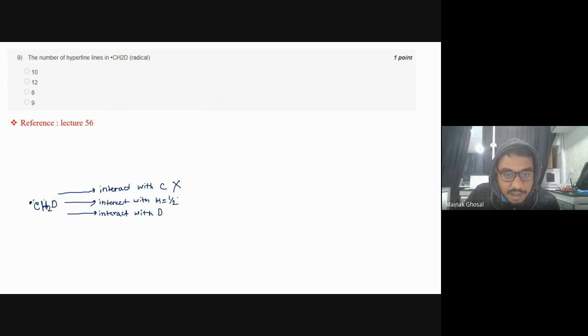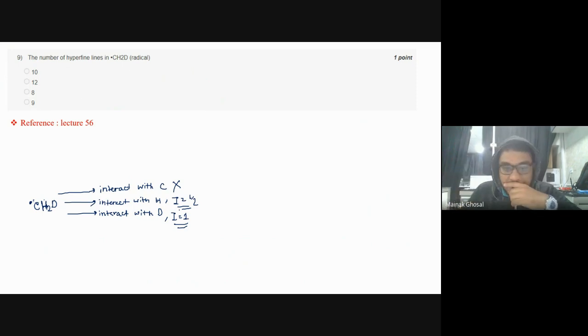So hydrogen has I equals to half, and deuterium has I equals to 1. Okay. So two nuclei are there. Two nuclei here. This electron will couple with these two nuclei, and there is a common thing that these two will not have the same nuclear spin. Okay.